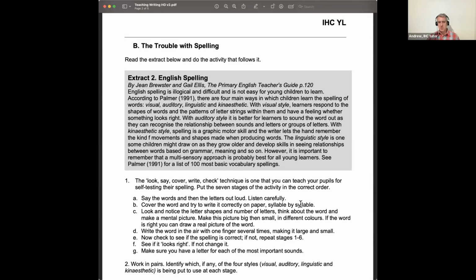That's a good tip. A multisensory approach to spelling is a good one, yeah? Why? Because it involves more of the senses and therefore students are more likely to remember if it's multisensory. So, the look, say, cover, write, and check technique is one you can teach students for self-testing their spelling. This is a very useful technique, I think.